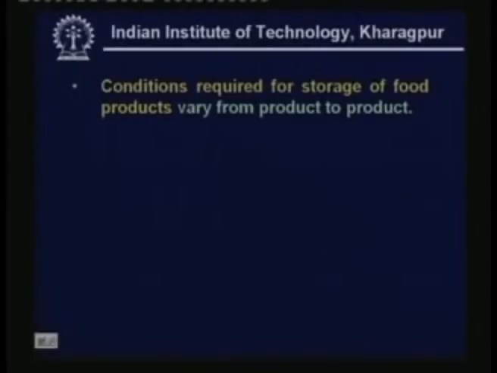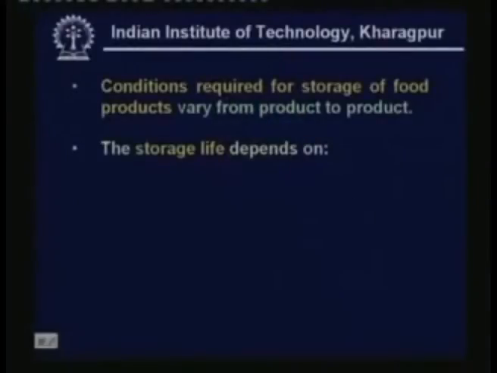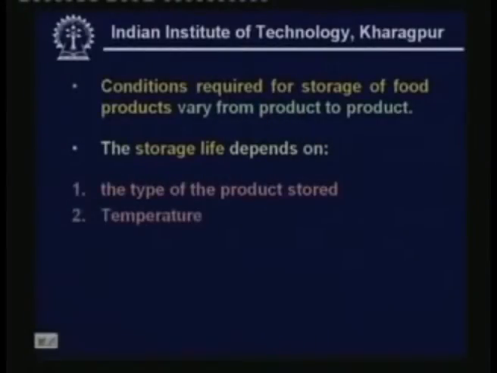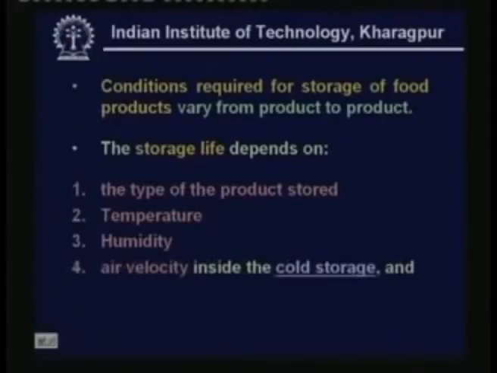Now, what are the conditions required for storage of food products? It's not that all the food products require the same conditions for storage. It's not so. Every product has optimum storage conditions, and the storage life generally depends on the type of the product stored, the temperature at which the product is stored, the moisture content and humidity inside the cold storage, and the air velocity inside the cold storage. So these are the four factors.